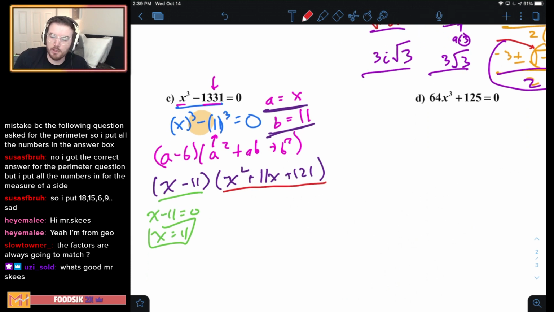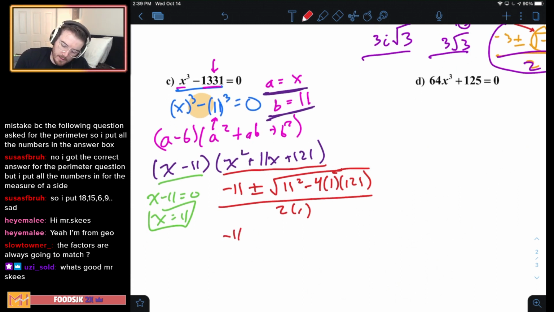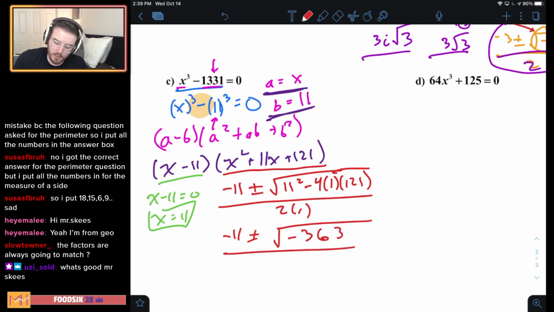So we use the quadratic formula, which is negative b plus or minus the square root of b squared minus 4ac all over 2a. What does that get me? 11 squared is 121 minus 4 times 1 times 121. What is that? 4 times. So I end up with negative 363 all over 2.